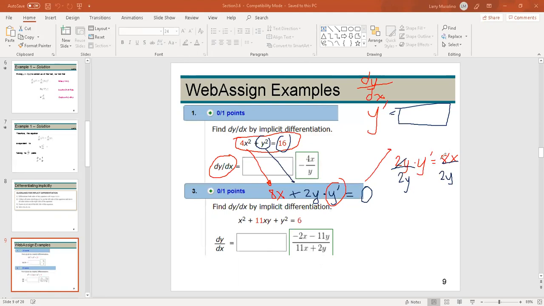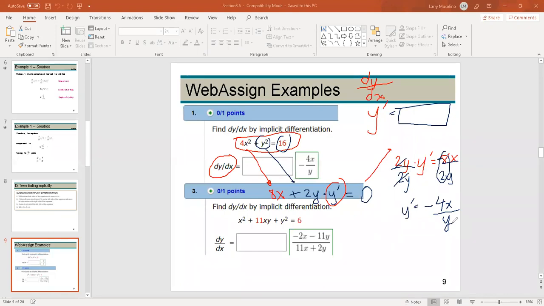I'm sorry, this should be a negative here. So now I'm dividing both sides by 2y, so it looks like y prime equals negative 8x over 2y. That simplifies, so I end up with negative 4x over y. This is the derivative that we end up with by using implicit differentiation. Notice here that the derivative function includes the letter y on the right-hand side, and that's okay.